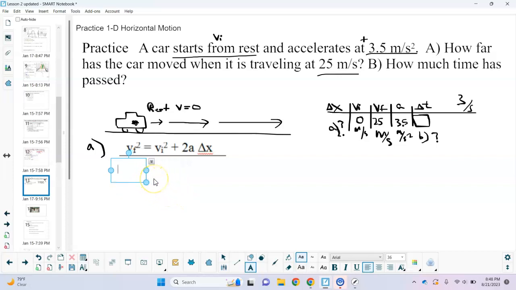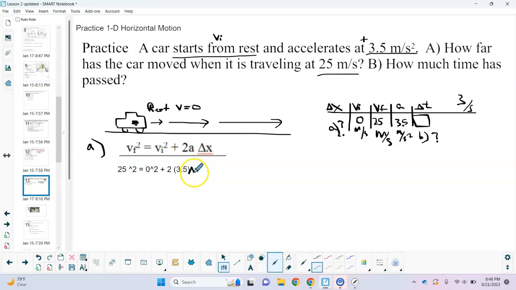So for vf squared, that's going to be 25, and I'm going to write squared with the caret kind of math notation. 0 squared is going to plug in for initial velocity, plus 2, a is 3.5, and then we are looking for x, or delta x, so I'll draw in that triangle again. Okay, so this is not set up to solve for x right away. So we're going to plug in the numbers and then do some algebra. So continuing on with that.